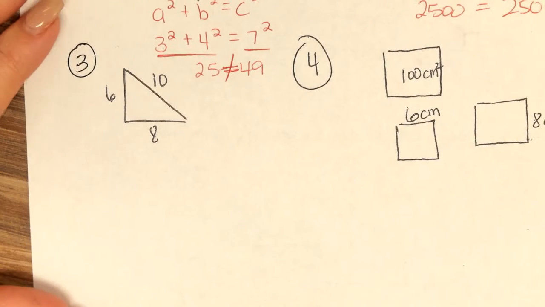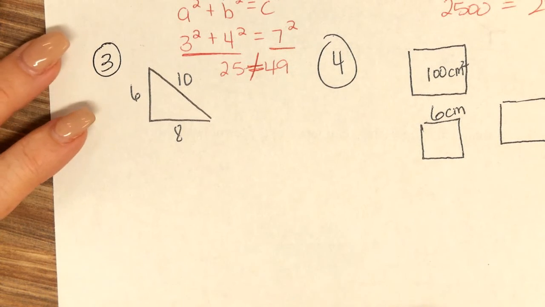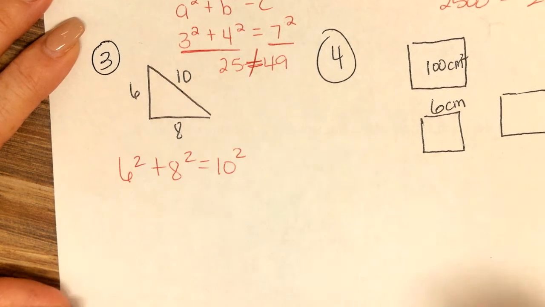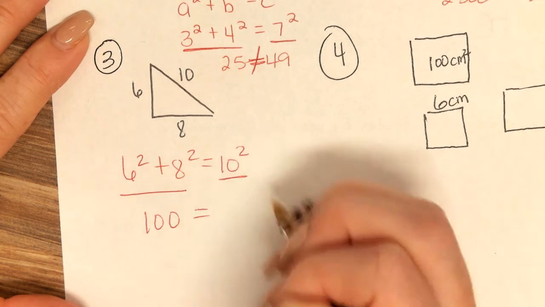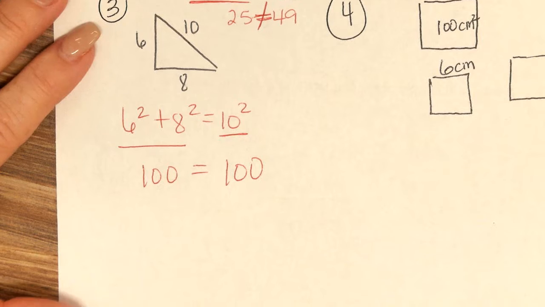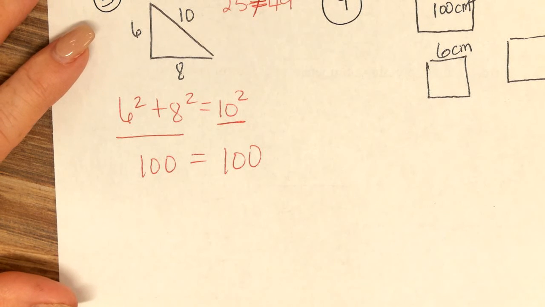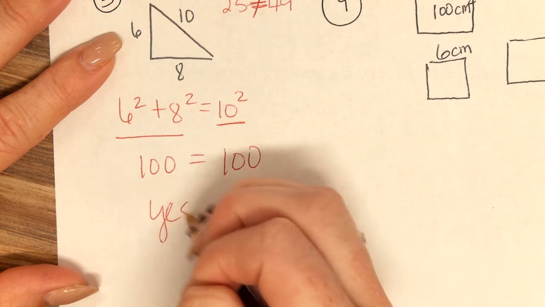Okay, try the next one. Which one of these would have to be the C if it was a right triangle? So is 6 squared plus 8 squared equal to 10 squared? So I type this in. Did y'all get 100 equals 100? So what's your answer? Yes.